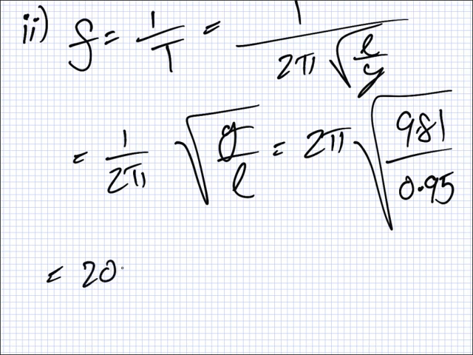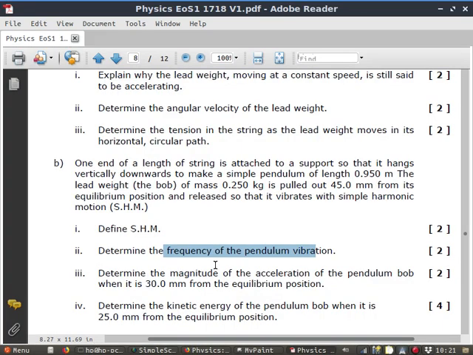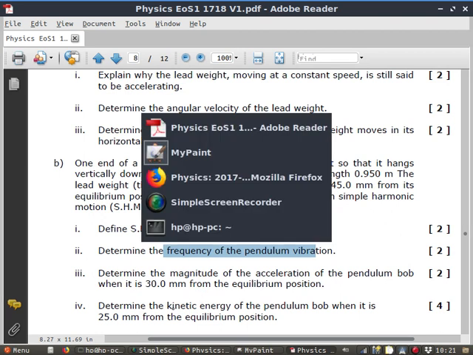20.99, 20.19 hertz, which is 20.2 hertz. Okay. Right, that was fine. Next one, what is the magnitude of the acceleration when it's 30 millimeters from equilibrium?